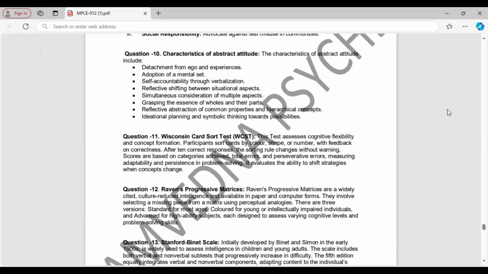Question 12, Raven's Progressive Matrices. This intelligence test evaluates problem solving using perceptual analogies. The three versions include standard, which is for most ages, that is general; colored, for young or intellectually impaired individuals; and advanced, for high ability individuals, offering varying levels of cognitive assessment.